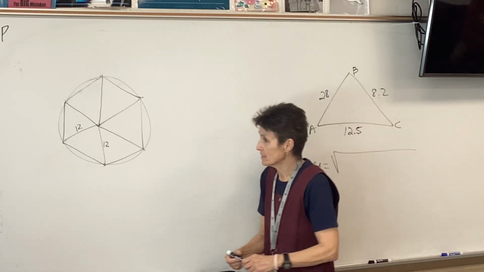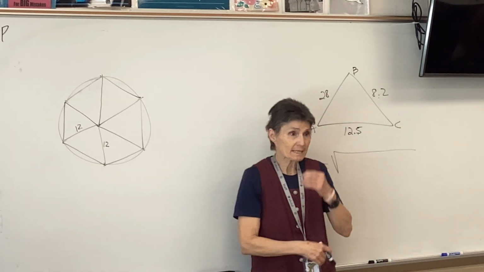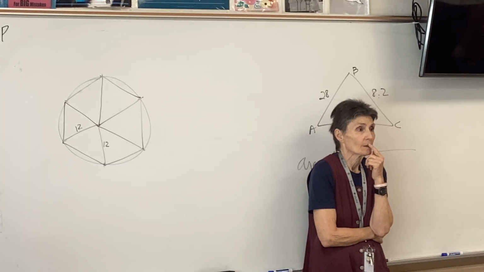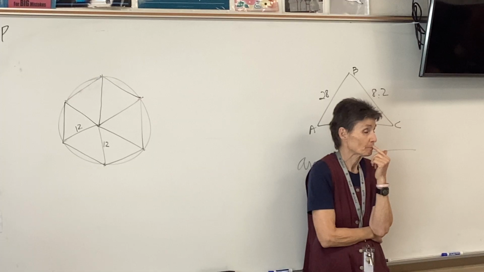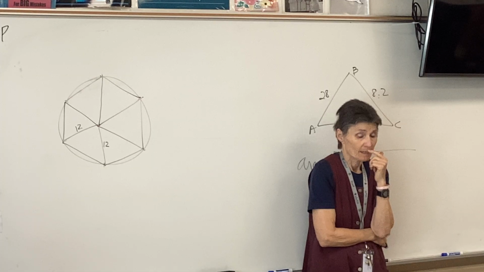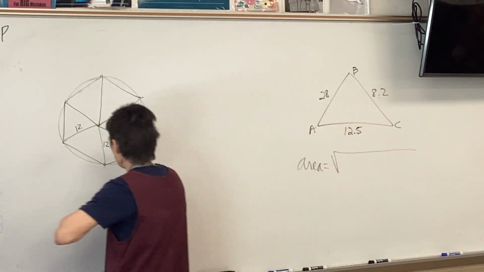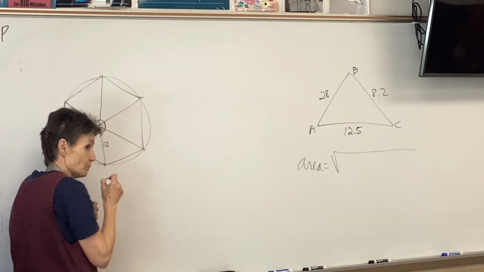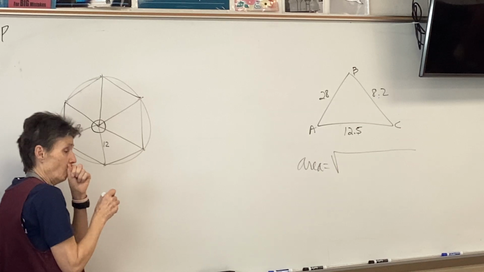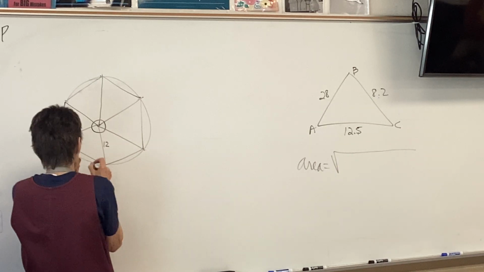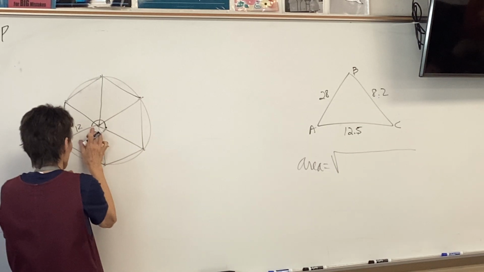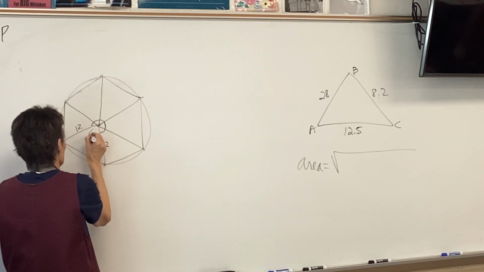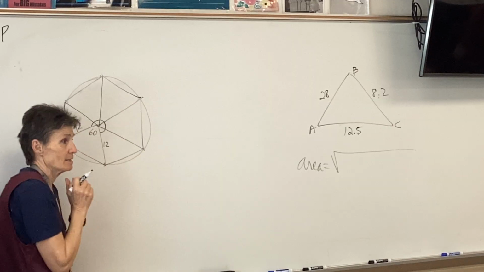Alright, so I know these are all 12. Is there anything else I know? The angles are the same. The angles are all the same, and I know that all of these angles right here add up to 360. And there's how many of them? 6. So each one is 30. Wait, no, 360 divided by 6 is 60.